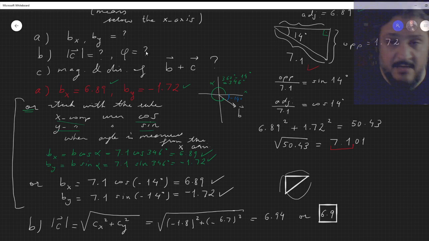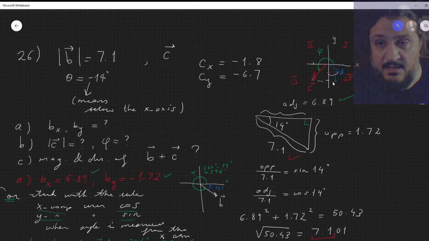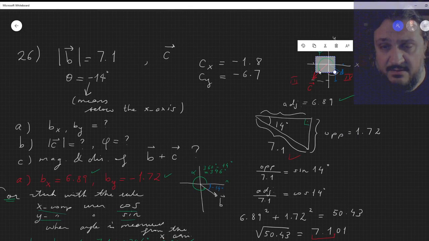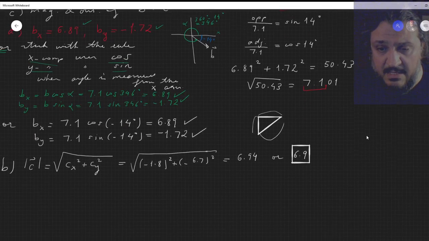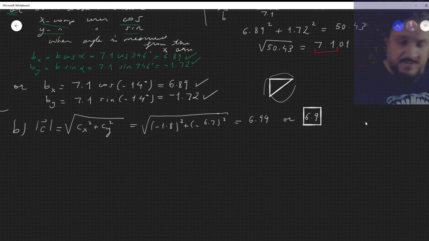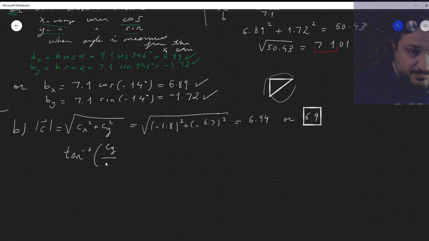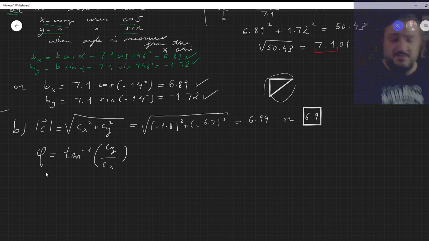What about the angle? We define phi to be this angle. And the reason is, I'm just going to use the arctangent here. Arctangent Cy over Cx. This will be equal to phi. Okay, so you can take this as a formula.